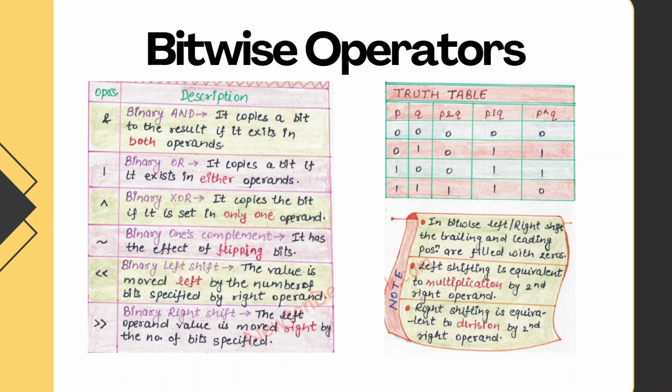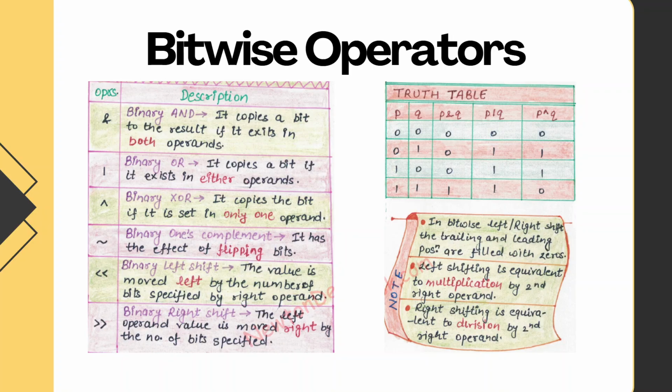Binary ones complement. It has the effect of flipping the bits. Binary left shift. The value is moved left by the number of bits specified by the right operand. Binary right shift. The left operand value is moved right by the number of bits specified.